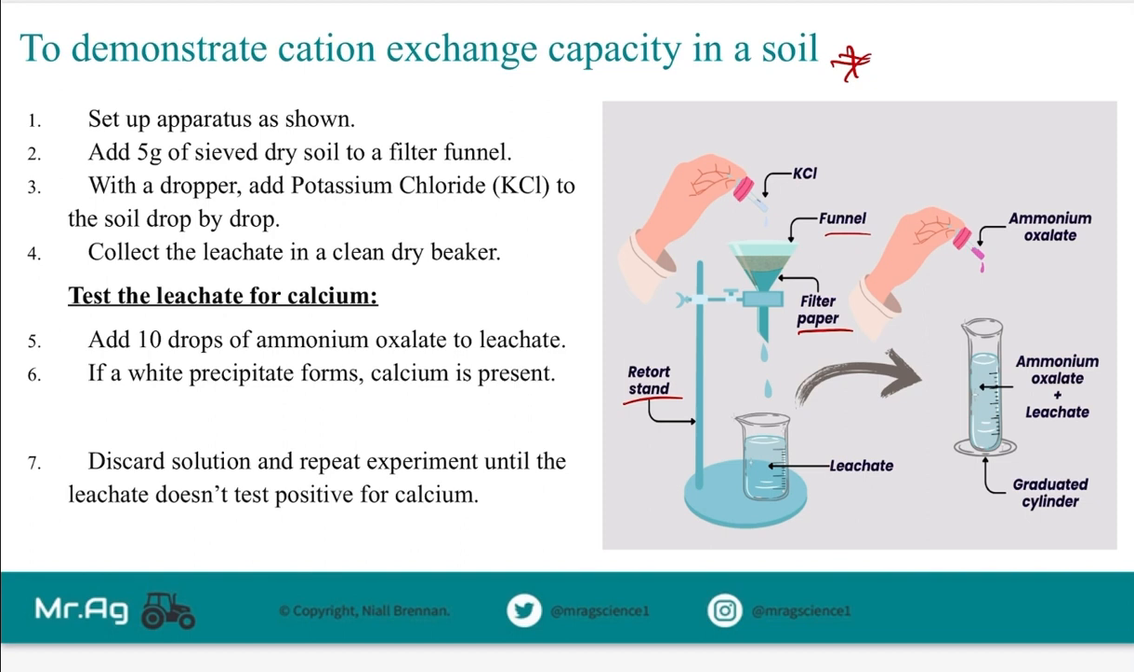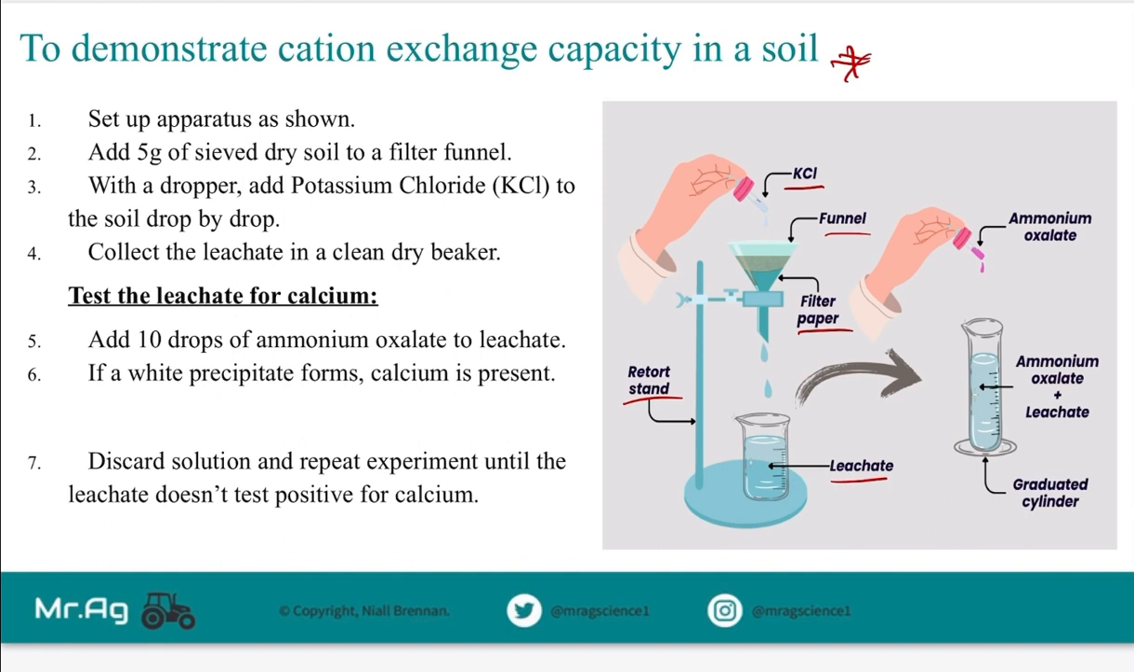Okay, so we add our soil into our filter funnel that has our filter paper in it. And with a dropper, we are going to add potassium chloride to the soil drop by drop. So KCl, potassium chloride, is being added to the soil. And we are going to collect our leachate or our solution in our beaker.